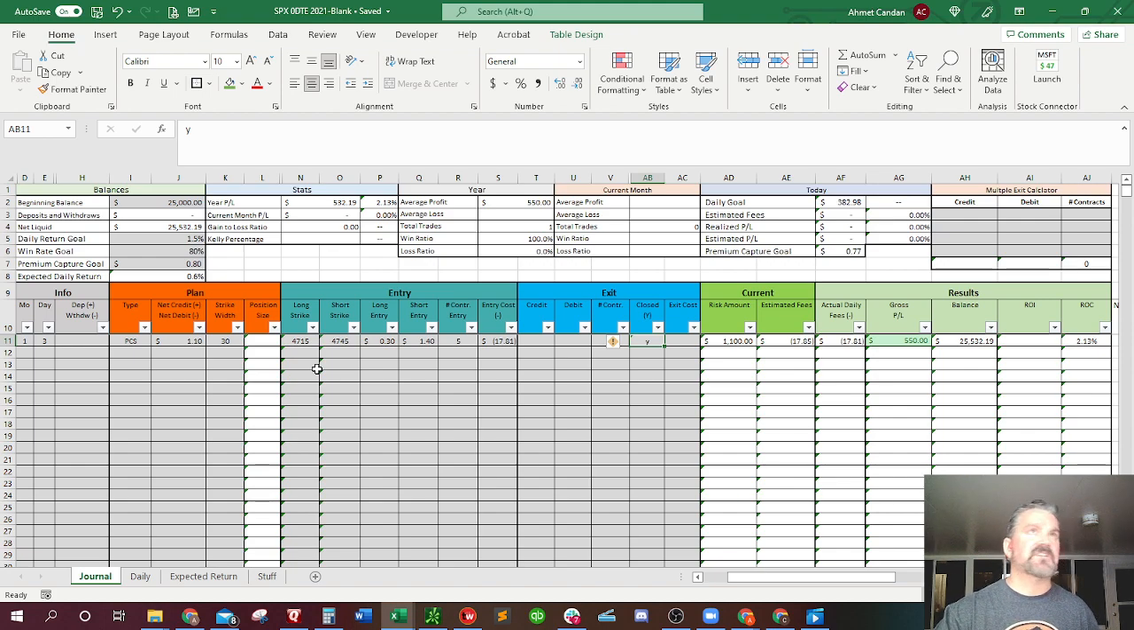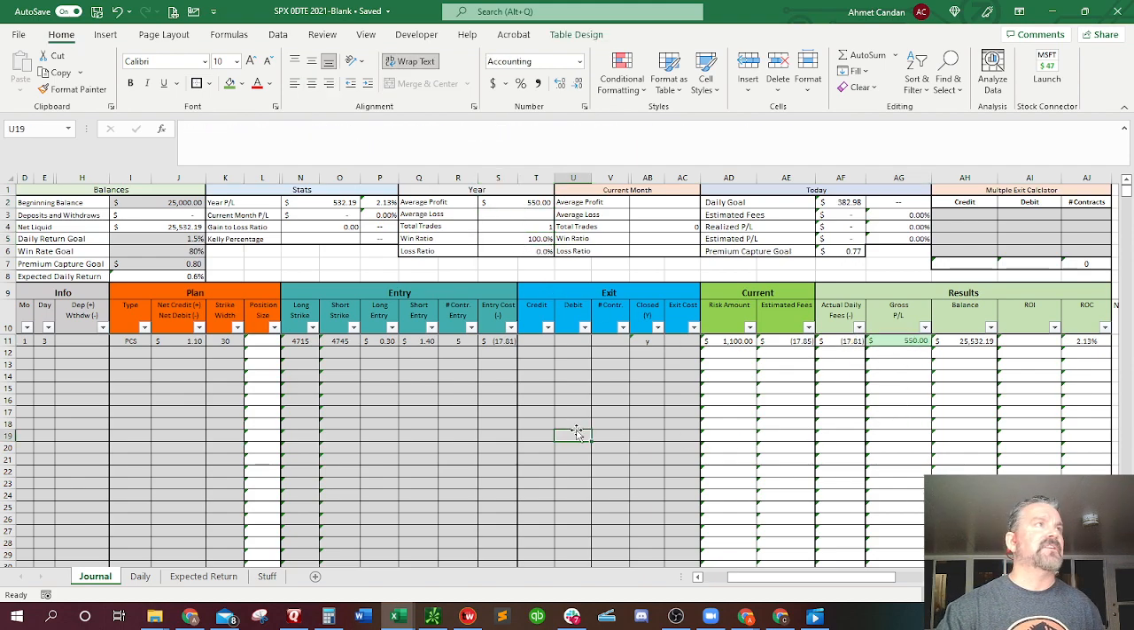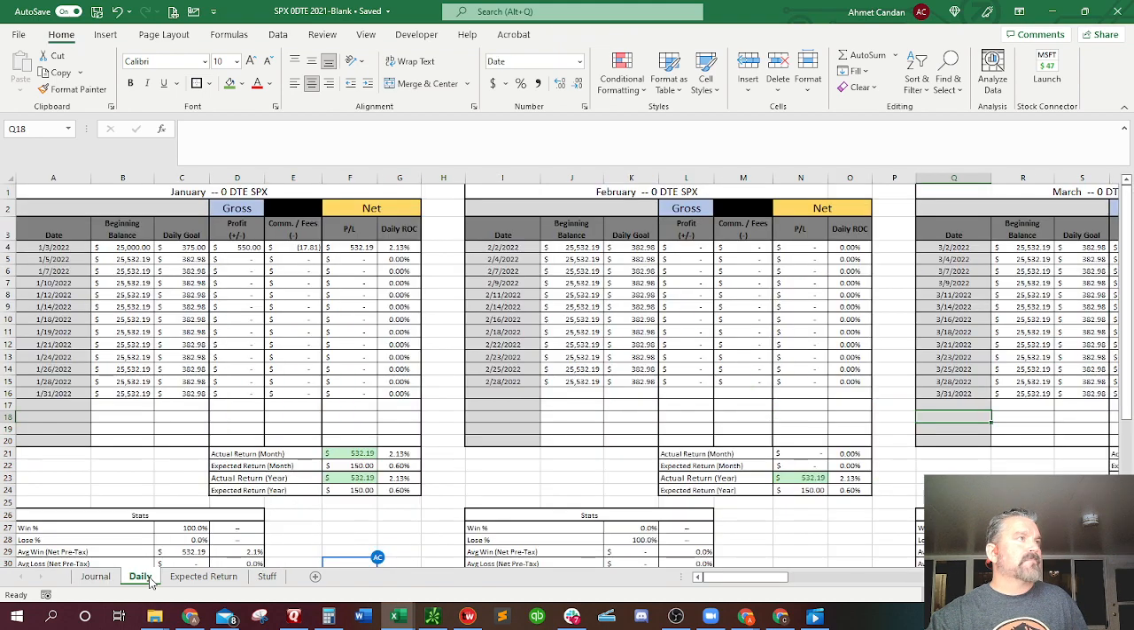Okay, really simple. Up here, you'll notice that for the year, so far I'm at a 100% win rate, loss rate of 0. We've only made one trade, and our average profit right now is 550. Okay, cool. I like it. But what you also notice is on the daily tab, it automatically looked up this date that you entered here earlier. It looked that up, and it gives you your gross, your commissions and fees, and your gross P&L. And again, it tells you your daily return on capital.